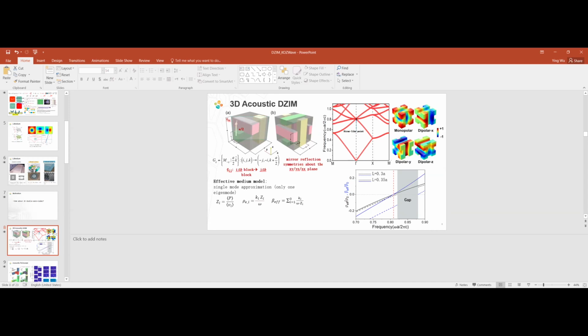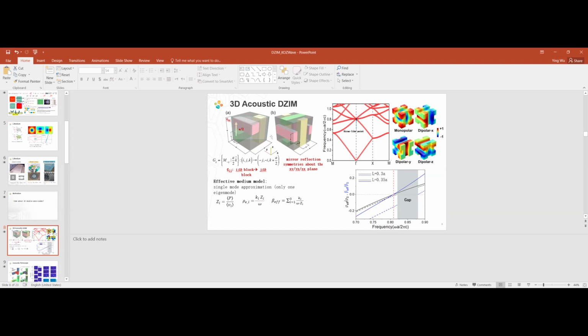Glide symmetry means that you rotate and shift. So you have this, and then you rotate by 2 pi and then shift by a distance. With this glide symmetry, we found that there will be some interesting dispersion happening. It was not really about the zero index, but about topological physics. And then we found this one.